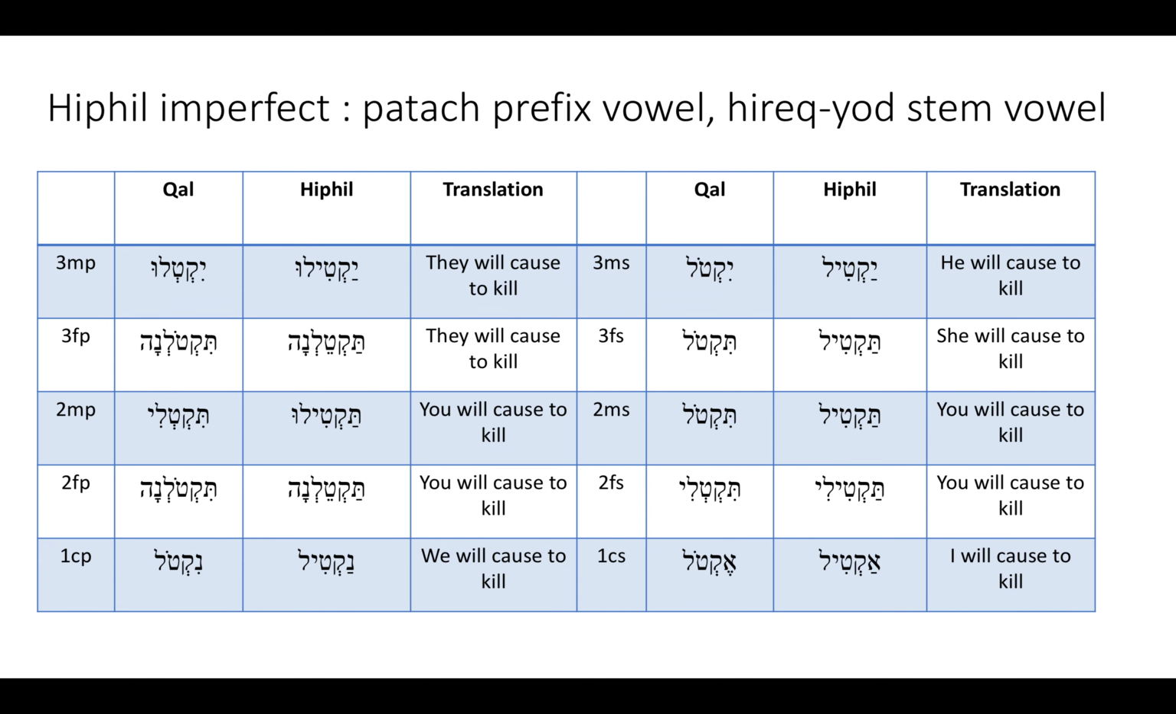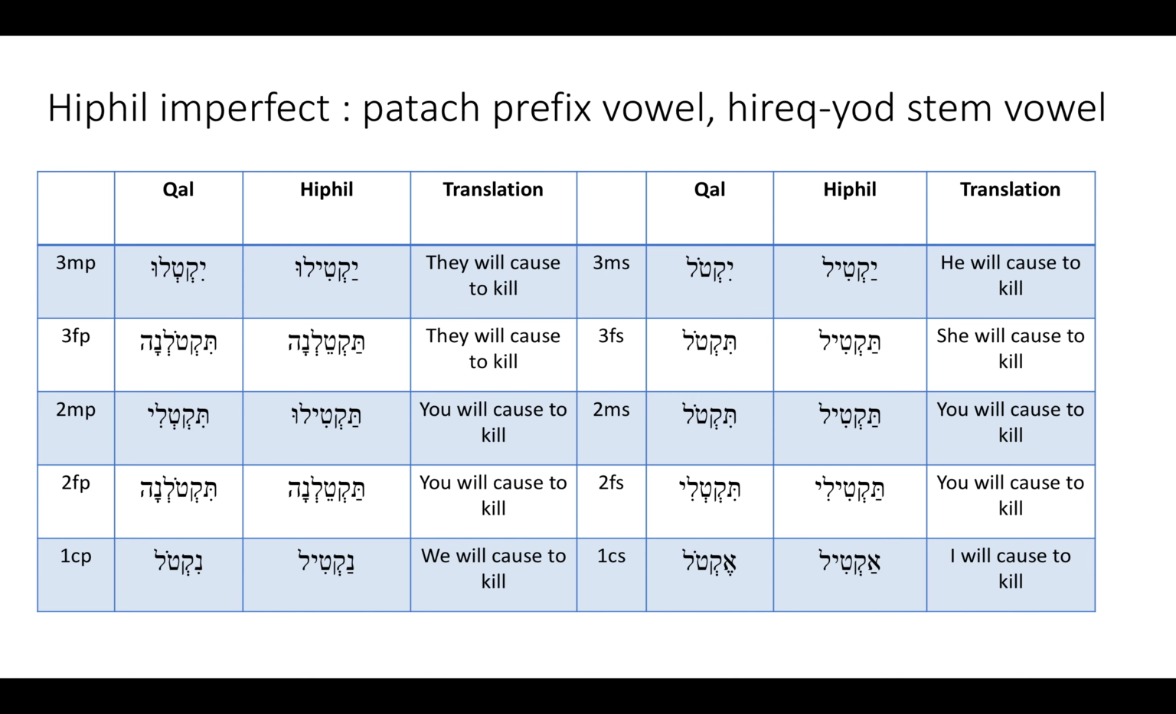Then in the imperfect form, we have diagnostic features of a patah prefix vowel, and then the hireq yod stem vowel also occurs in these more consistently than in the perfect form as well. So on the top right, qal third masculine singular is yiqtol. So in the Hiphil, this is yaqtil. So the yod there shows that patah prefix vowel, and then we have the hireq yod stem vowel in the middle of it. So going down the line there, we have yaqtil, taqtil, taqtil, taqtili, aqtil. Then on the plural side on the left, yaqtilu, taqtelna, taqtilu, taqtelna, naqtil.